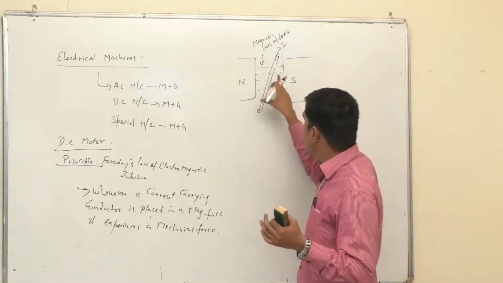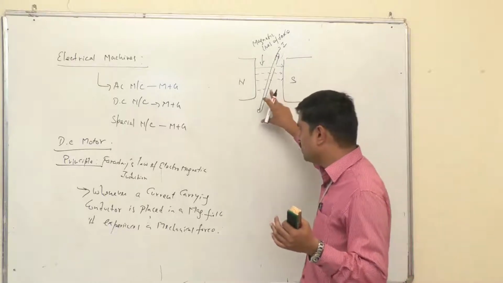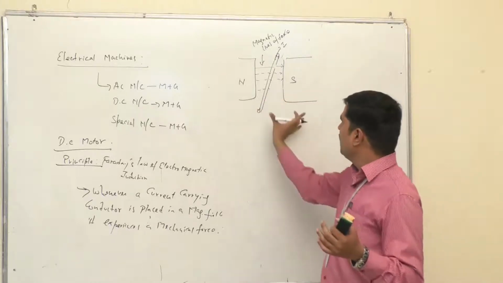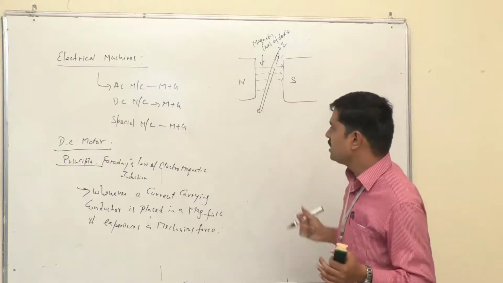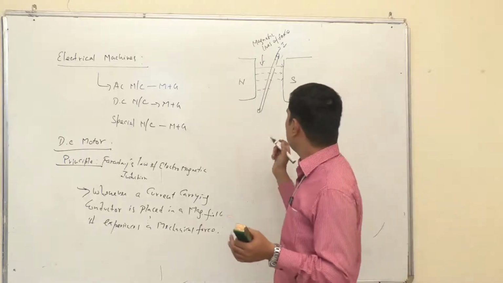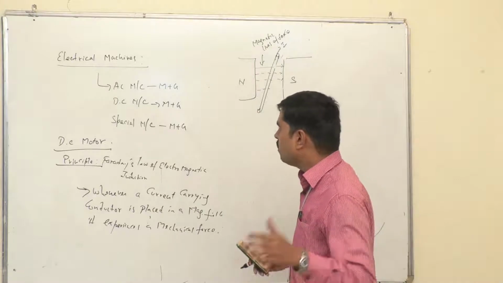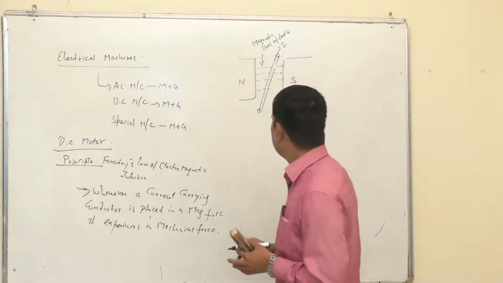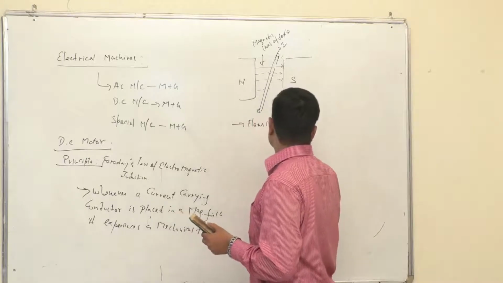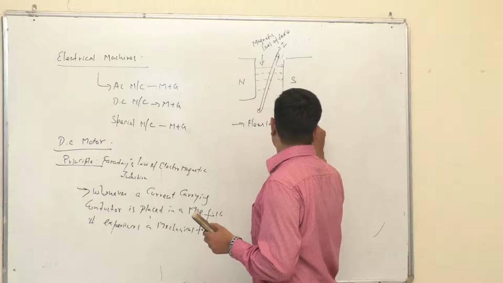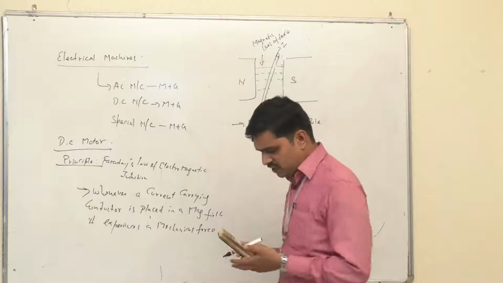So what happens? It starts rotating. When the conductor starts rotating, the rotor starts rotating. The north pole and south pole are fixed at the stator terminal. So this is the principle of the DC motor. If you want to find out the direction of the current, we can go for Fleming's left hand rule. For the motor, we can go for Fleming's left hand. What is Fleming's left hand?